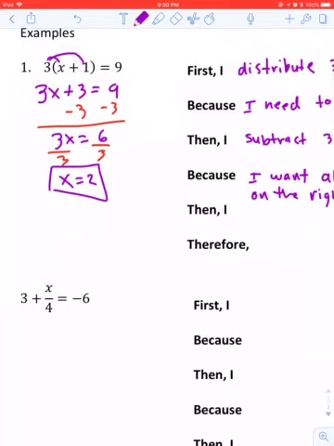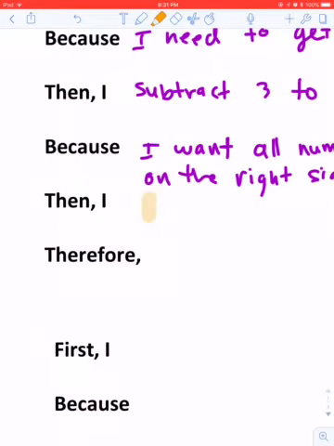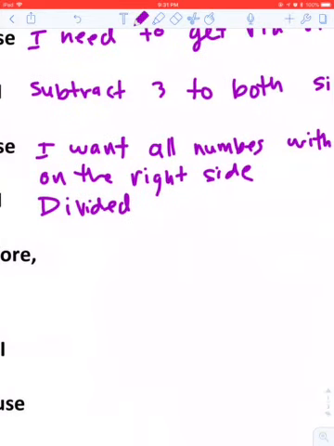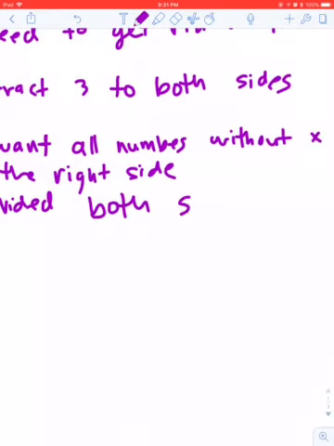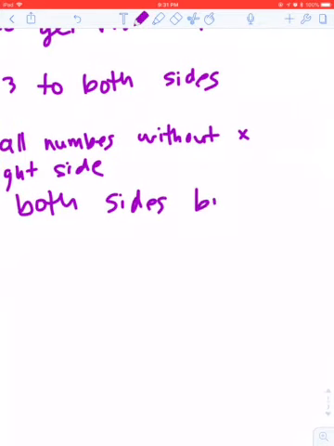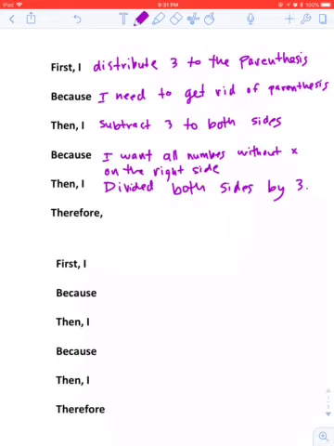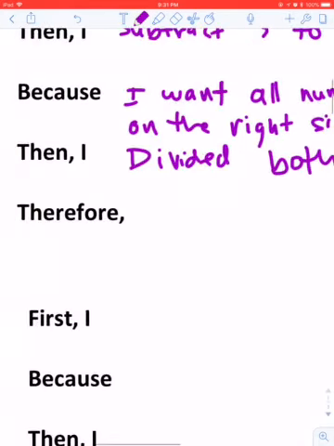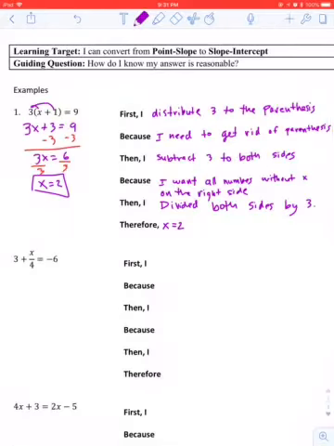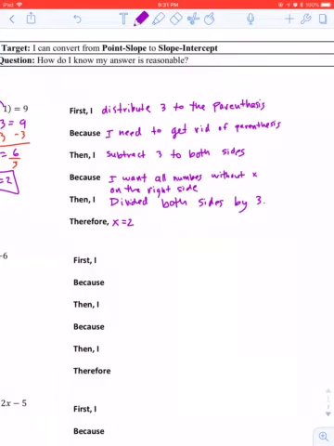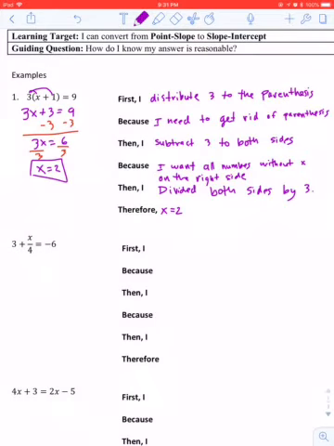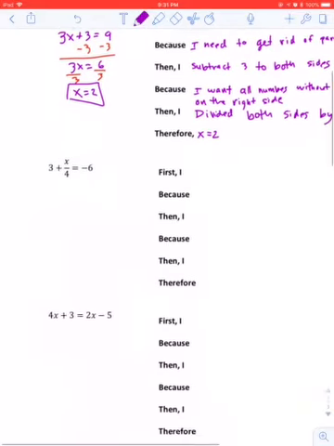Okay. And then the last step I did, I divide both sides by 3. And then I divided both sides by 3. Because, or after I did, therefore, x is equal to 2. Okay. So you just verbalize exactly what you did. My hope is that when you're looking at the practice problem and you forgot how we did it, you can come back and read exactly what you did, step by step. Okay, I'll do the next one for you.